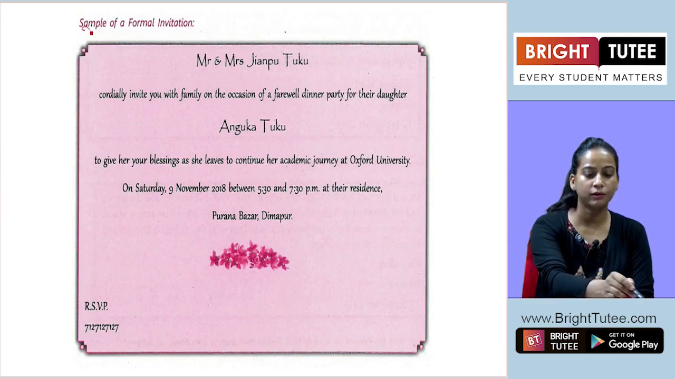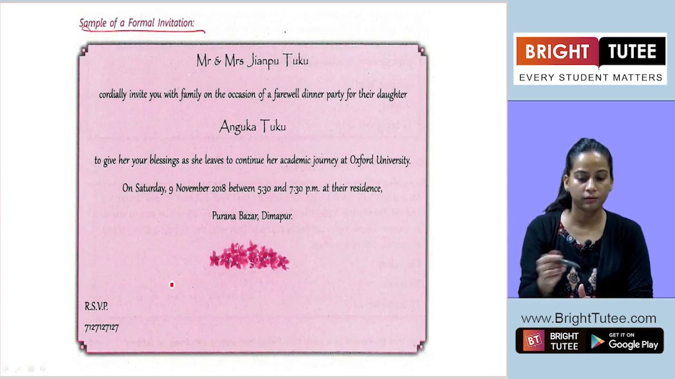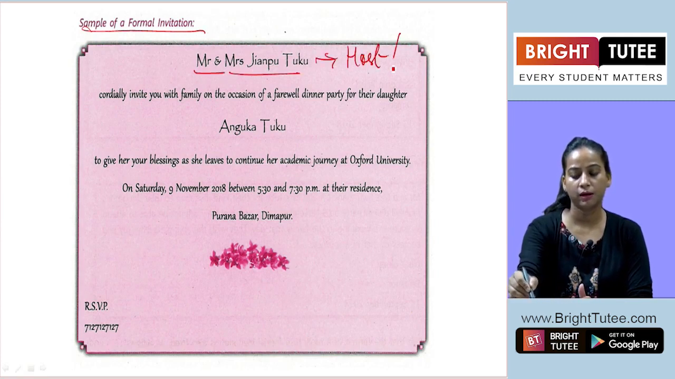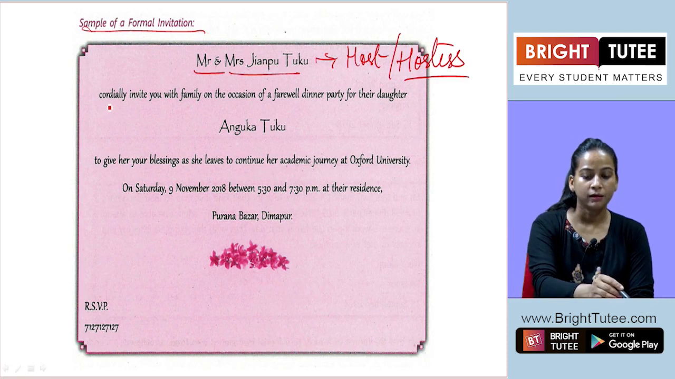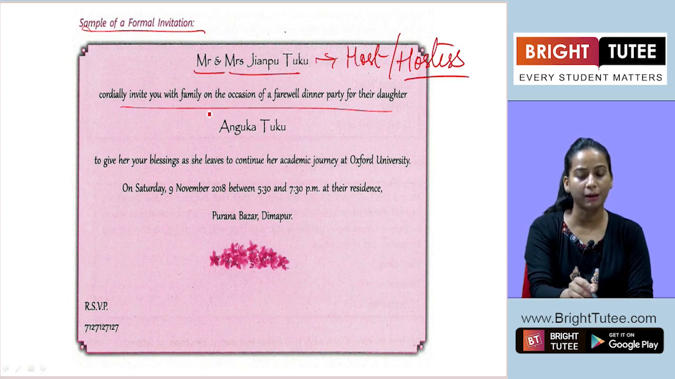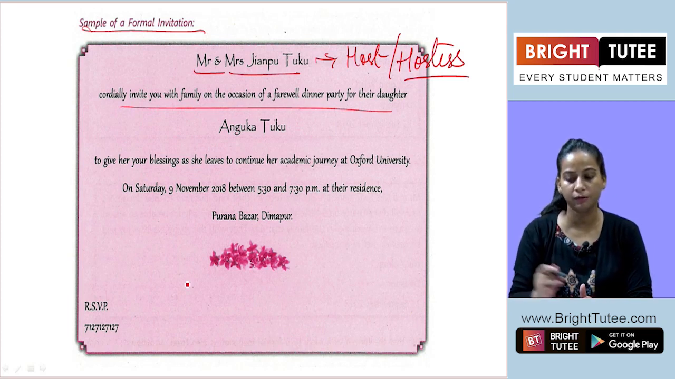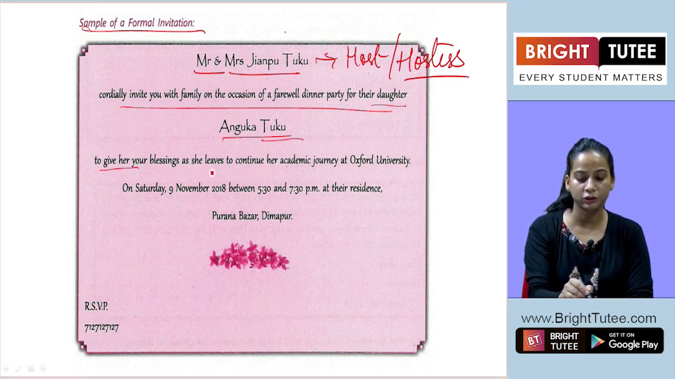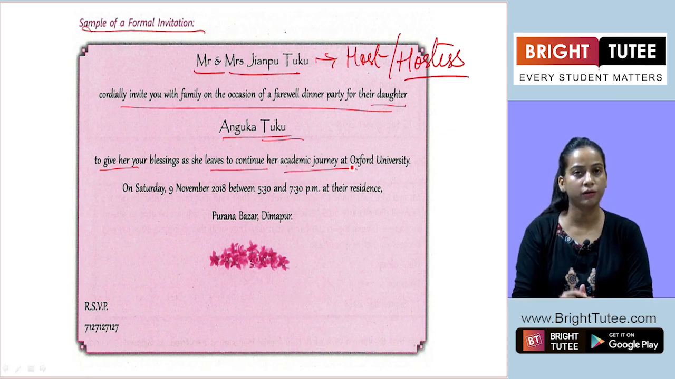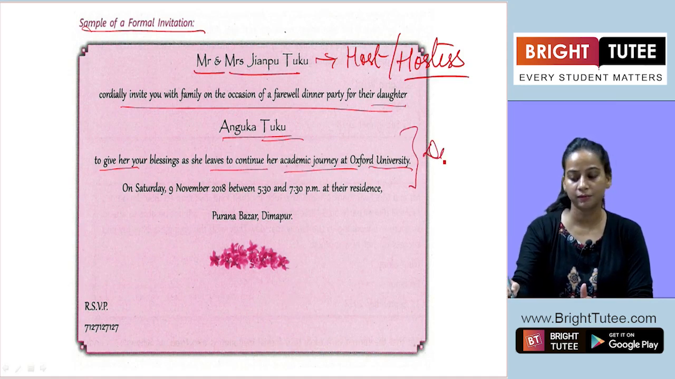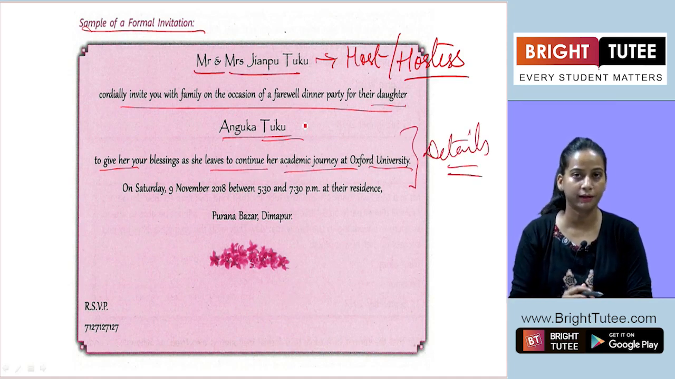Here we can say this is one of the samples of a formal invitation. Mr. and Mrs. Jayanti Tuku, that is the name of the host and the hostess. This name is given. Then the introductory line they have written here: they cordially invite you with family on the occasion of a farewell dinner party for their daughter Anguka Tuku, to give her your blessings as she leaves to continue her academic journey at Oxford University. This is the detail explaining why you are inviting the people.